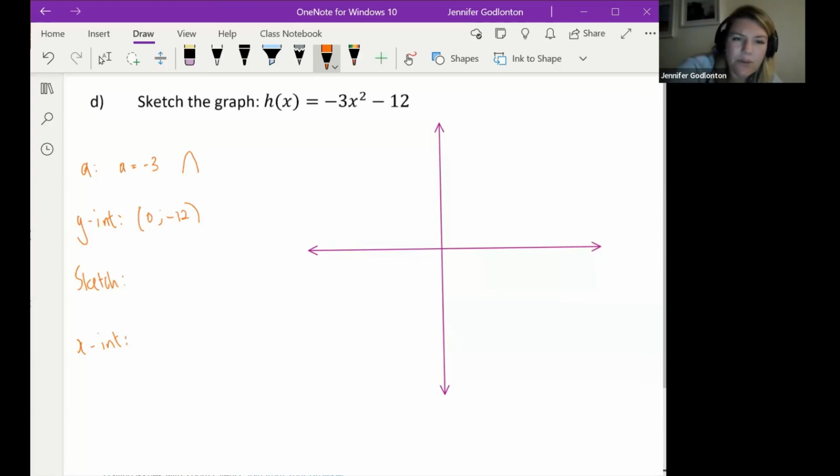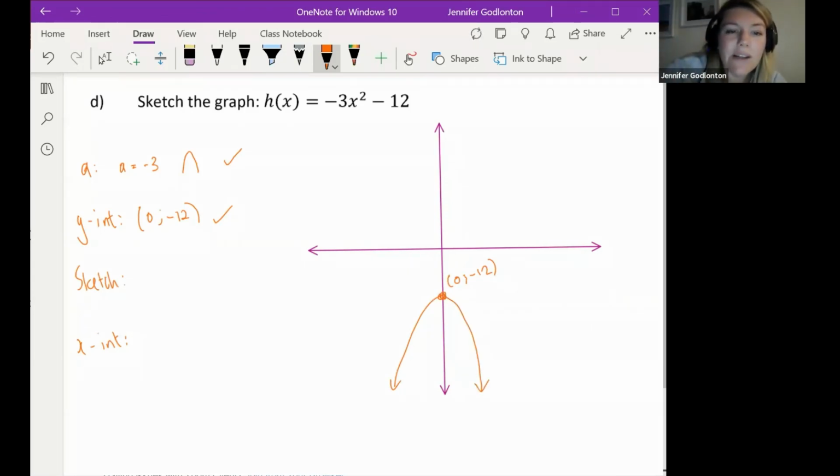So if we go through these steps, so A is definitely negative, it's a sad graph, you said that beautifully. Our y-intercept is definitely 0 and -12, okay? So it would be somewhere there, 0, -12, okay? But it's a sad graph. So I'm not going to have any x-intercepts.